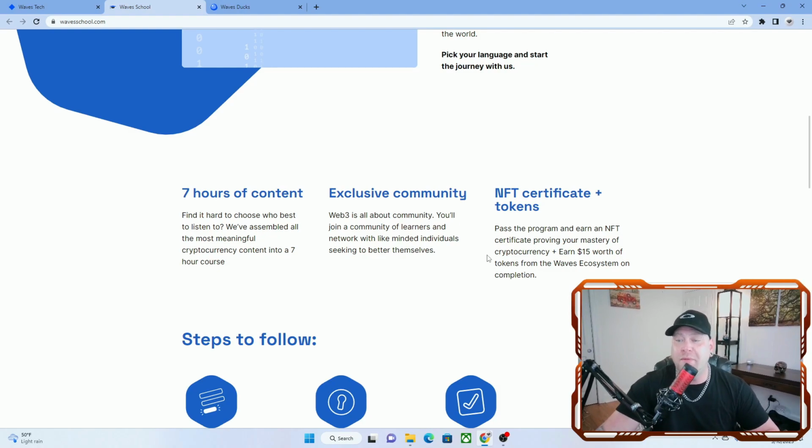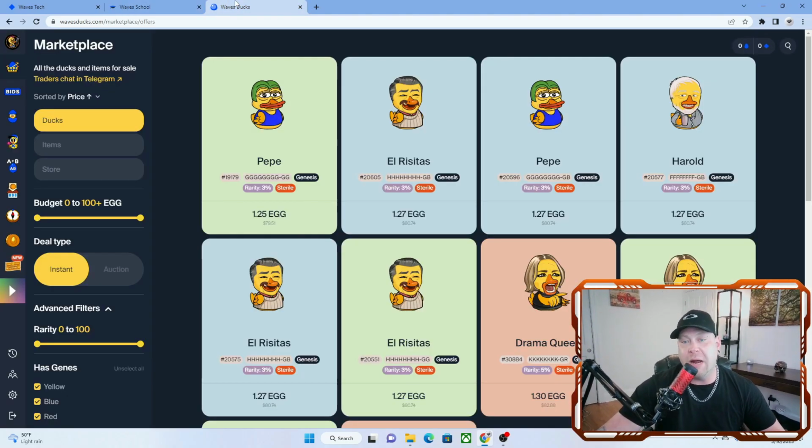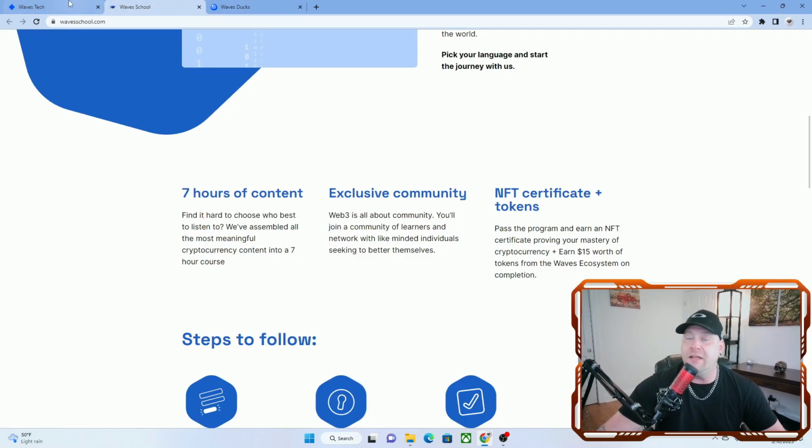You pass the program, you earn an NFT certificate proving your mastery of cryptocurrency, and you earn $15 worth of tokens from the Waves ecosystem on completion. And $15 right now, with the market being in a bear, could be a lot in the future, especially with a bull market coming.